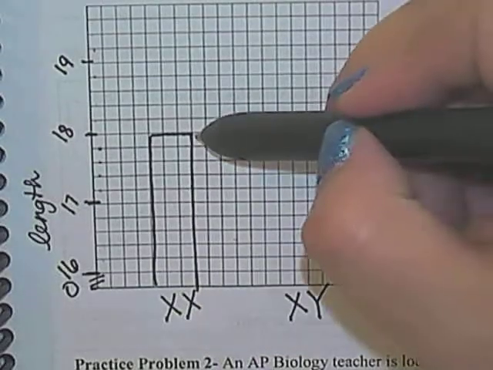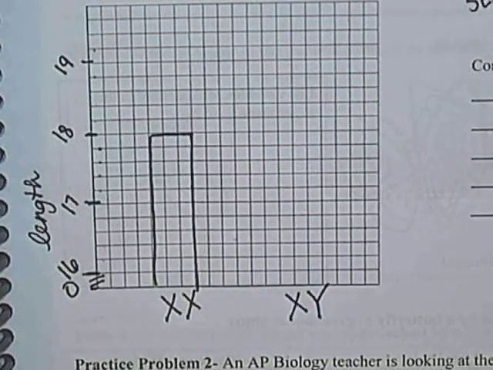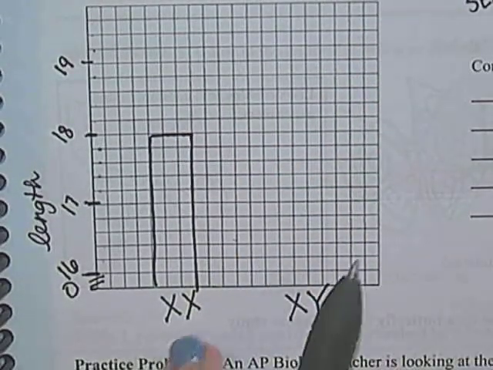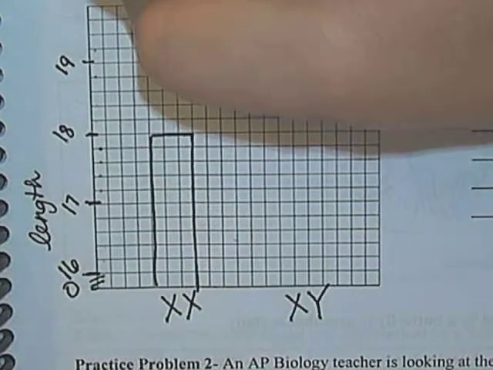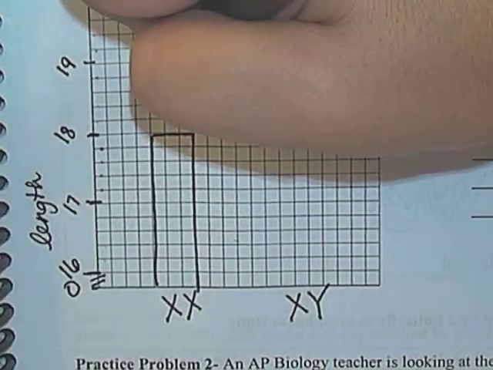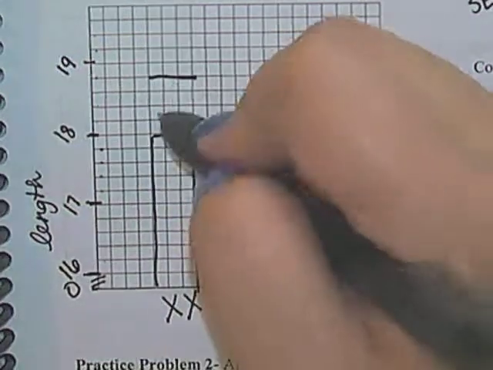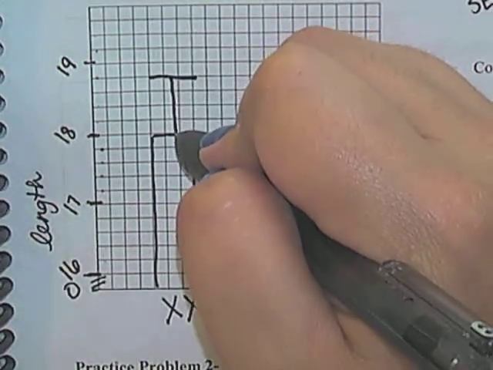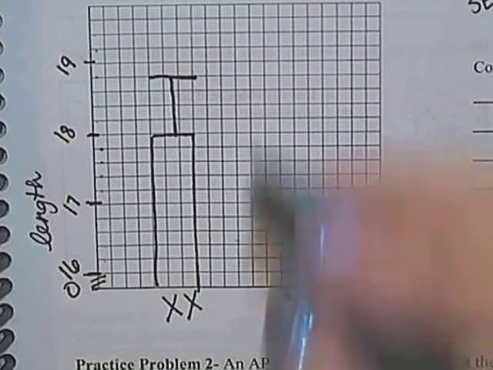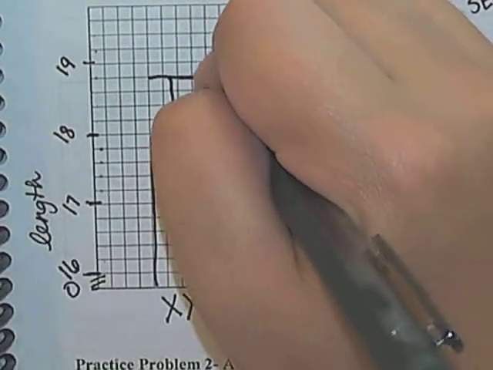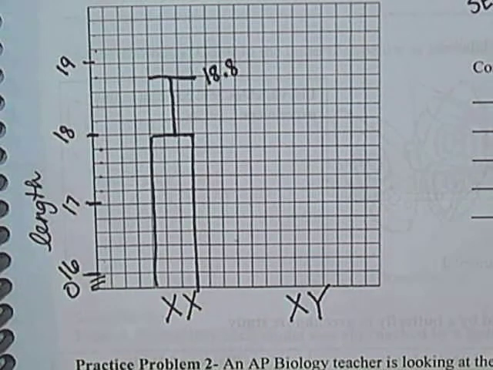Now, once you've drawn your average, you've got to draw the top of your SEM bar for the female. The top of the SEM bar for the female is going to be 18 plus the 0.8. So I'm just going to come on up to 0.8, draw the top of my SEM bar, and then bring it down. And just to make sure that there's no confusion, I'm going to write 18.8 as the top of my SEM bar.